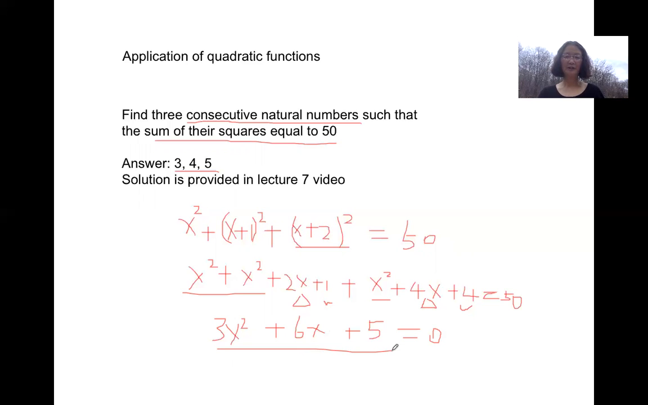Okay. You can use the formula and you get x equal to 3. The other x is a negative number, you drop it. Okay. Once you get x equal to 3, the consecutive 3 numbers are 3, 4, and 5. Okay.